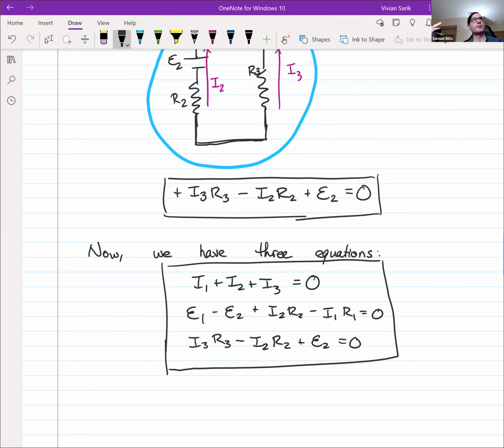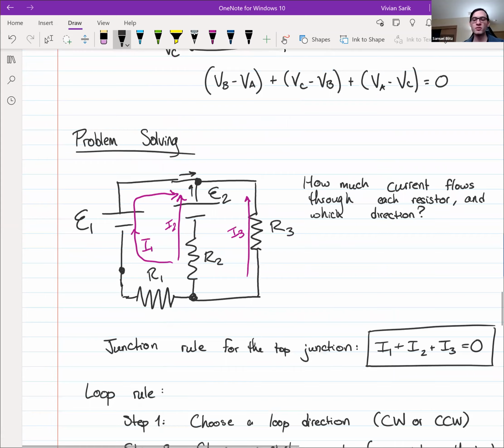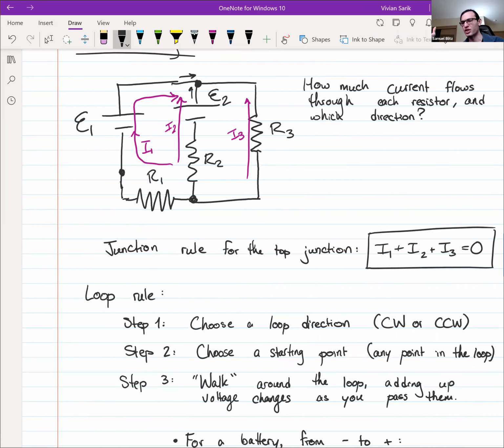I did use the word independent when I was talking about independent equations. The reason I did that is because if, for example, I had just chosen to do the junction rule twice, here and here, and just ignored what they actually looked like, I would have just gotten two identical equations for the junction rule. And that doesn't actually count as two equations because they're identical. They're not independent of each other. So you have to be a little bit careful to make sure that you're picking independent rules to apply.